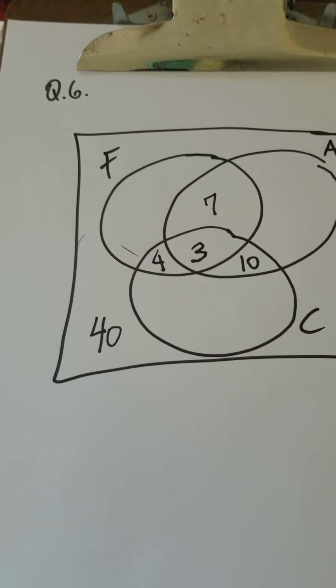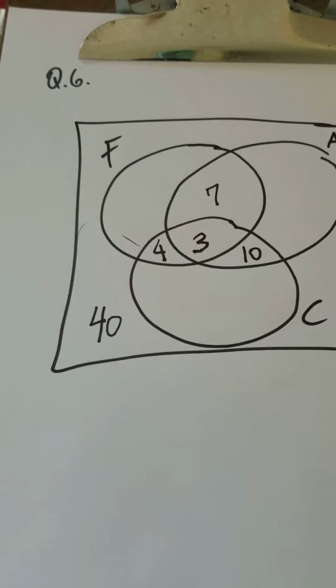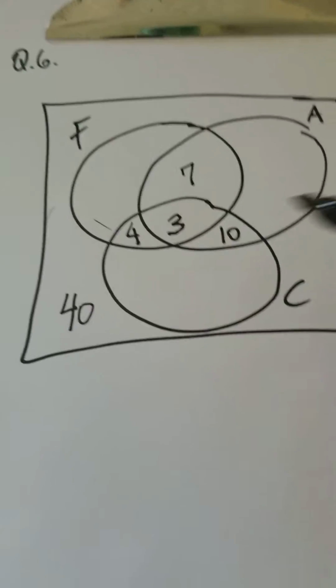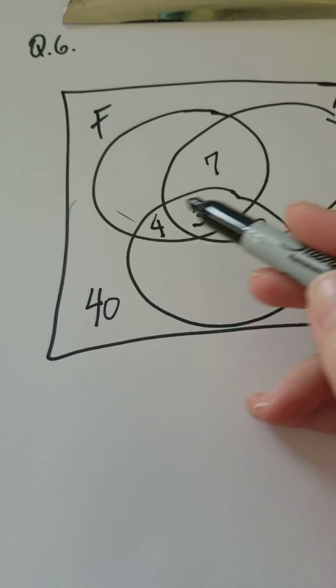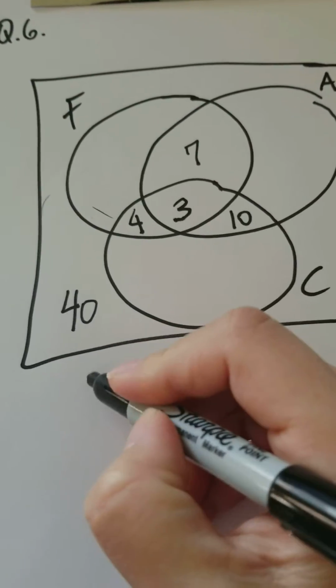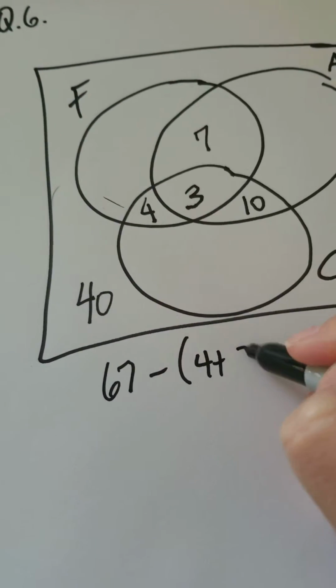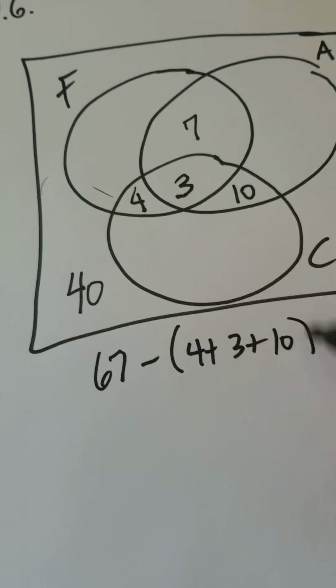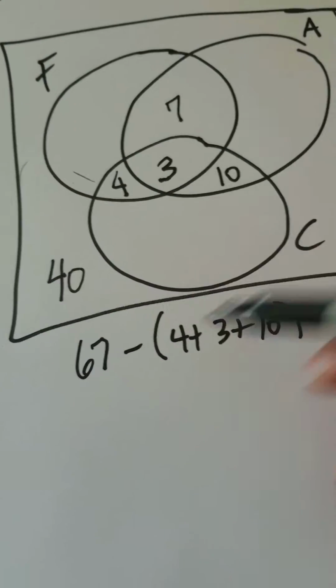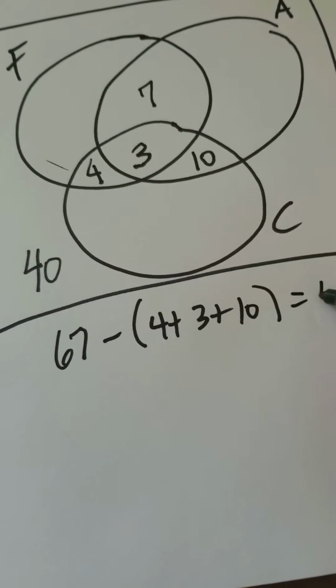So then still backing up, it said 67 had clothing, so all 4 of these regions need to add up to 67. So 67 minus 4 plus 3 plus 10. So essentially there's already 17 that's accounted for, minus that, 63, I believe that's 50.